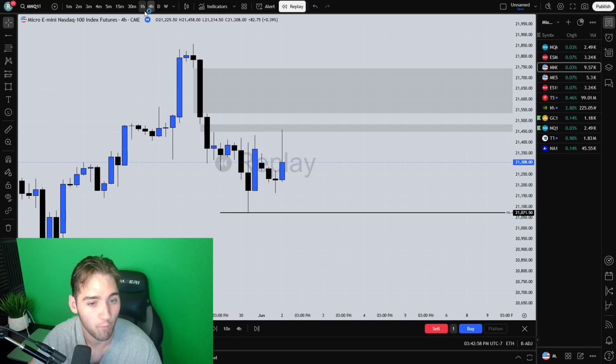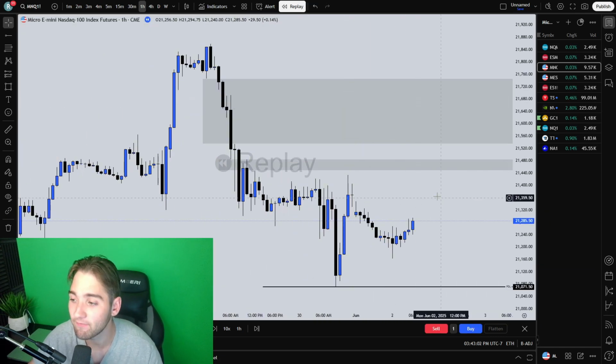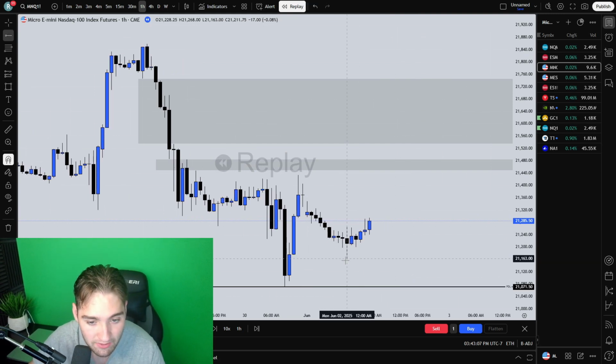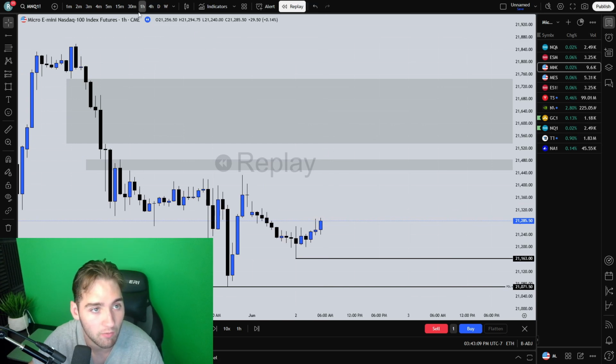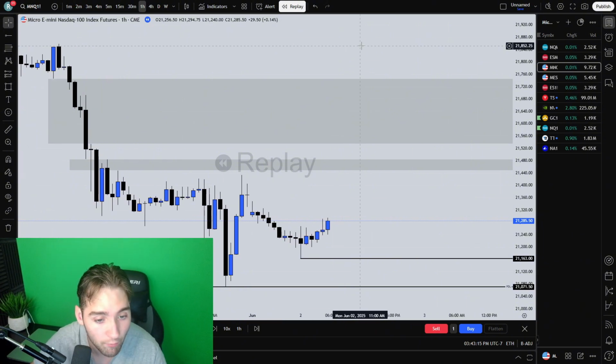Let's go ahead and drop down to the 1-hour time frame. What do we have? Now let's go ahead and identify our liquidity points. All right, so we have this swing low here. I'm going to mark it out. Remember, guys, the hourly swing lows and highs are a good liquidity point to look for.